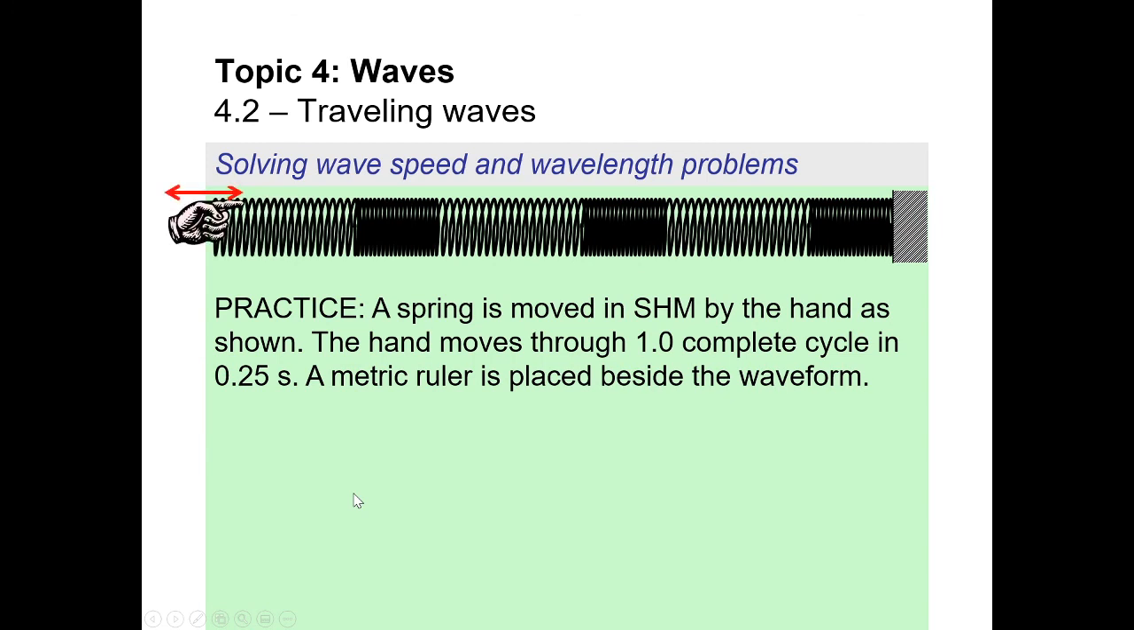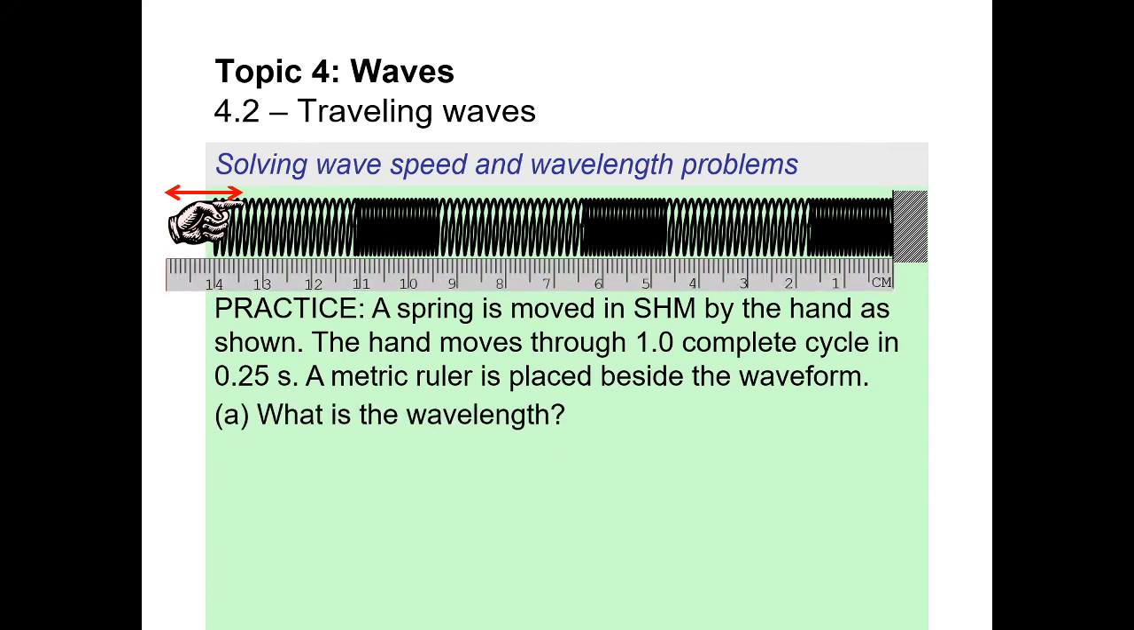All right, practice. A spring is moved in SHM. SHM is simple harmonic motion. A spring is moved in simple harmonic motion by the hand as shown. All that means is that the spring is moved in such a way that it has an oscillating pattern of compressions and rarefactions. The hand moves through one complete cycle in 0.25 seconds. A metric ruler is placed beside the waveform. What is the wavelength? This one we can't do on a sheet of paper because all the information is right there on the slides.